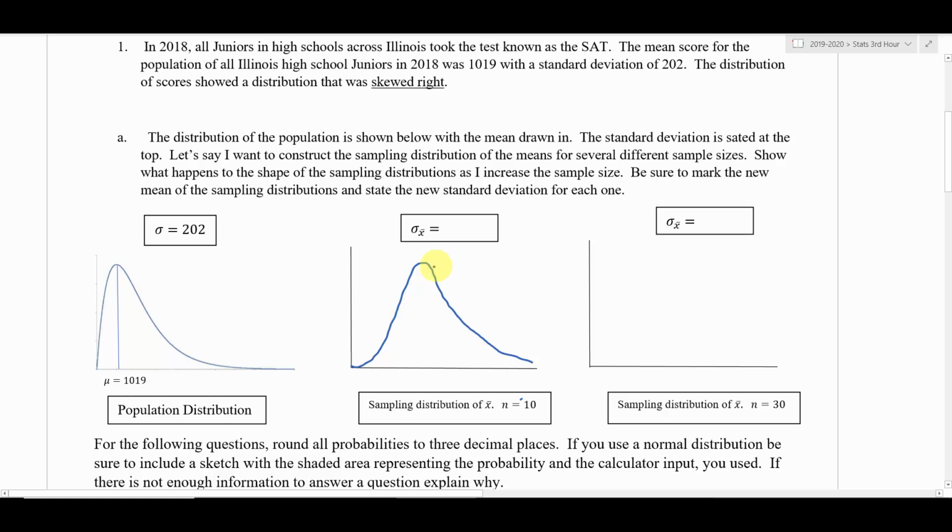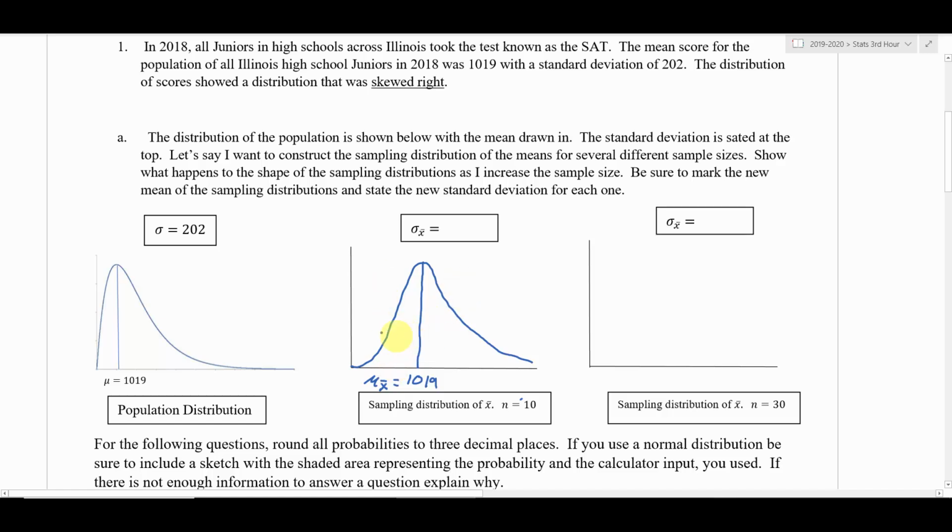And then I'm going to draw on the mean. It should be at the center of the distribution, and that mean is going to remain unchanged. So I'm just going to say it stays at 1,019. I'll mark that with a mu of x bar, because we're not dealing with the population mean anymore. This is the mean of the sampling distribution, so I have to give it the correct notation.